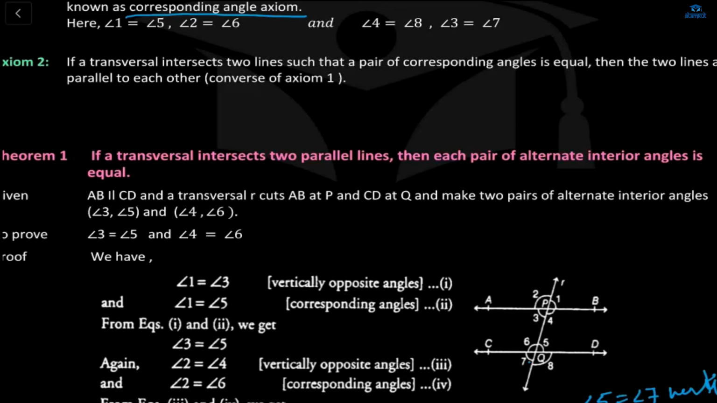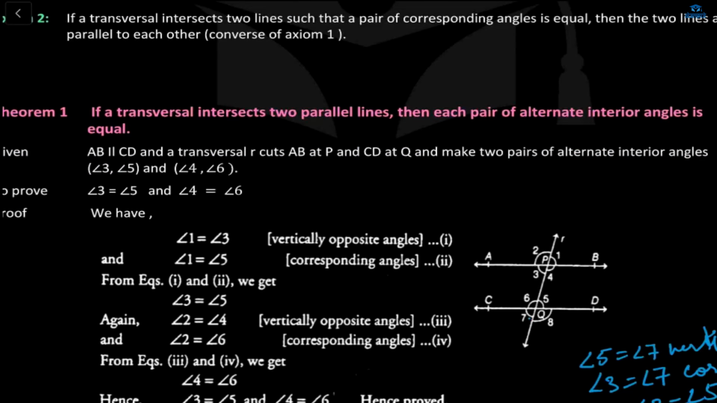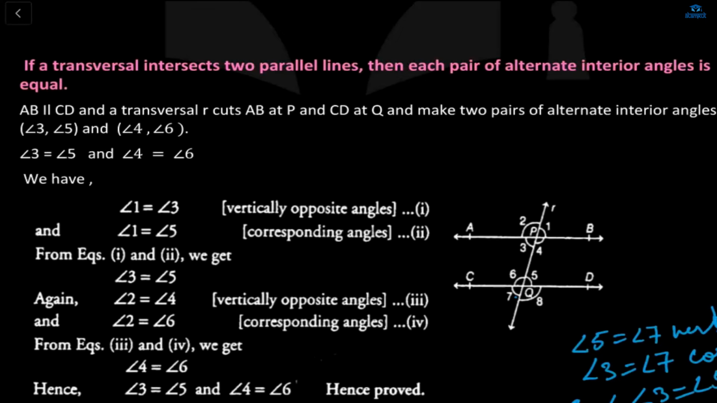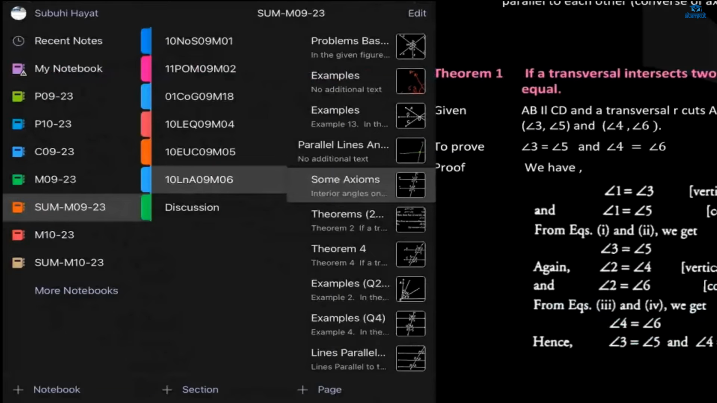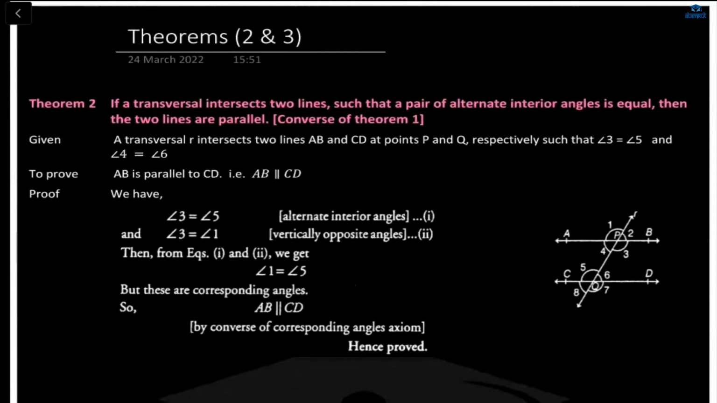Now theorem 1, what does it say? If a transversal intersects two parallel lines, then each pair of alternate interior angles is equal. Here in the figure, the alternate interior angles are 3 and 5, 4 and 6. So if the lines are parallel and a transversal intersects them, your alternate interior angles will be equal. And theorem 2 we also did, which is the converse of theorem 1. What is the converse? Ma'am, converse is like when they don't contradict each other, right? No, they don't contradict. Converse, Advika, is just the opposite thing. What was given in the main theorem, you have to prove in the converse, and what you have to prove in the main theorem is given in the converse.